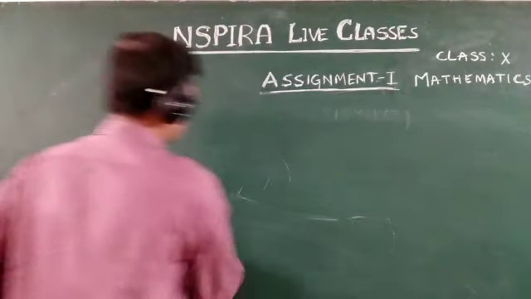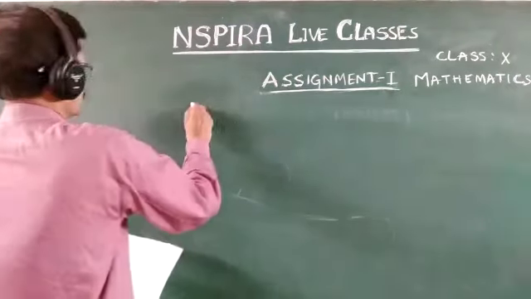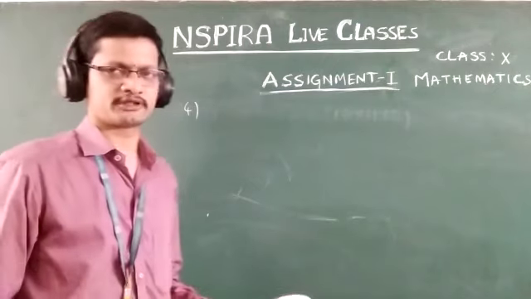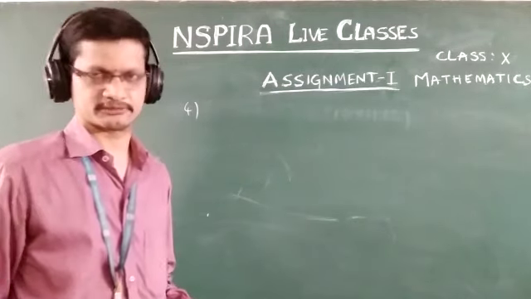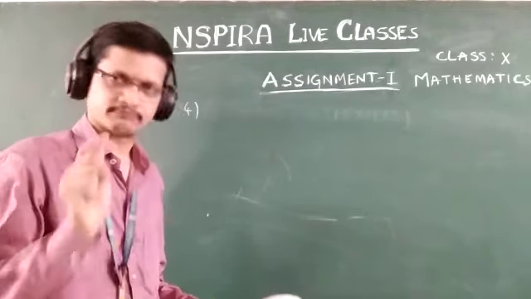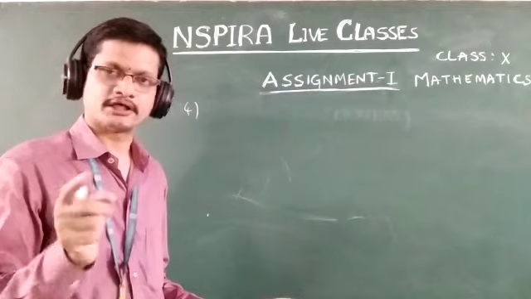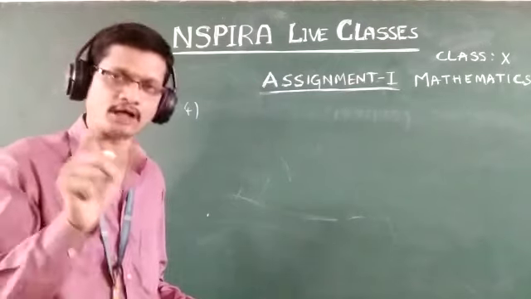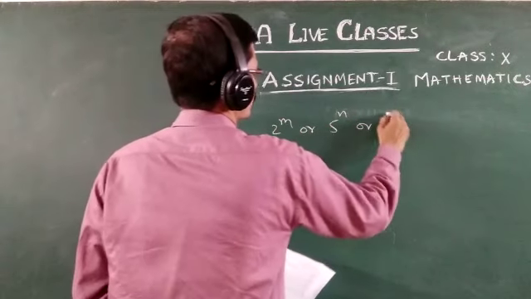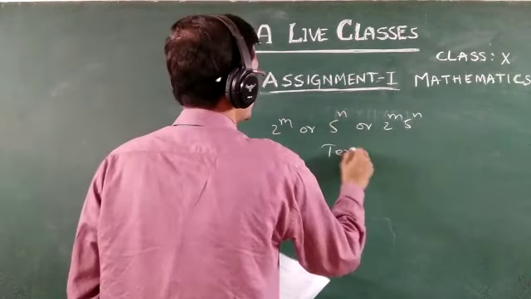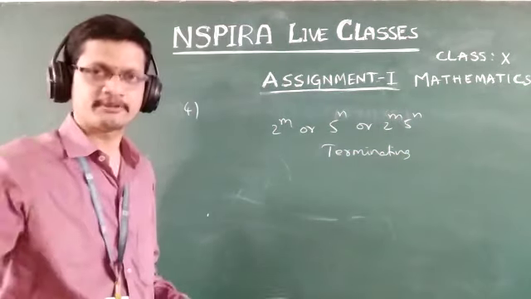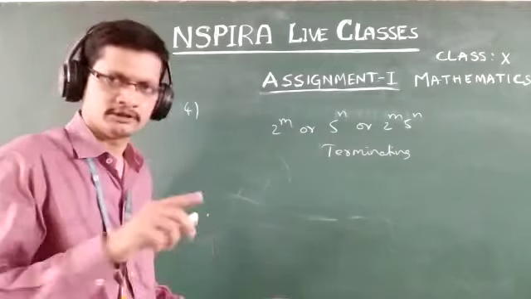See the fourth one. Without performing actual division, we have to say whether the given rational number is a terminating or non-terminating repeating decimal. See, important note: when the given rational number is in simplest form, if the denominator is either a power of 2 or a power of 5 or both, then it is a terminating decimal. Otherwise, it is a non-terminating repeating decimal.